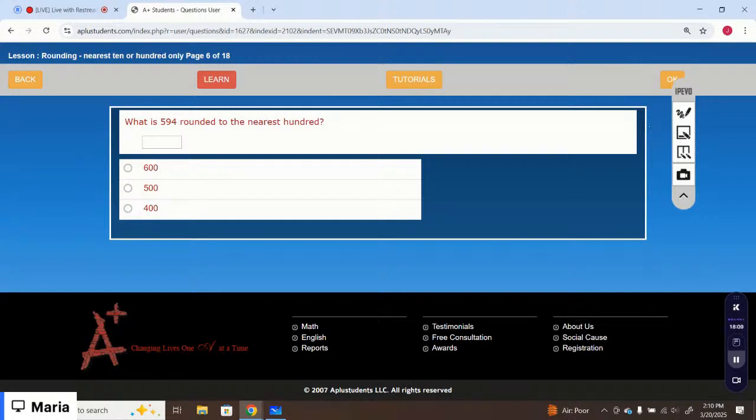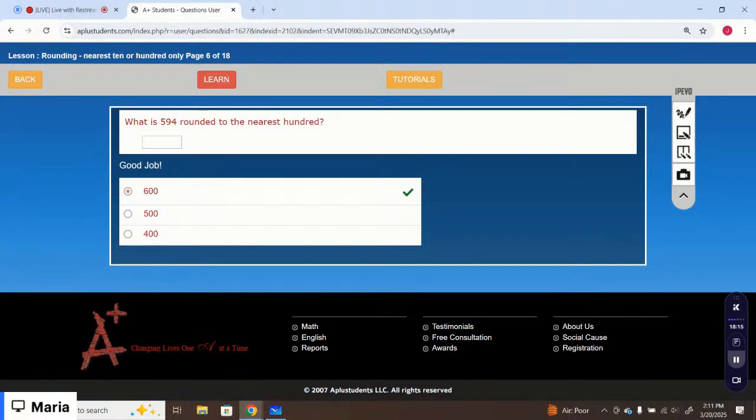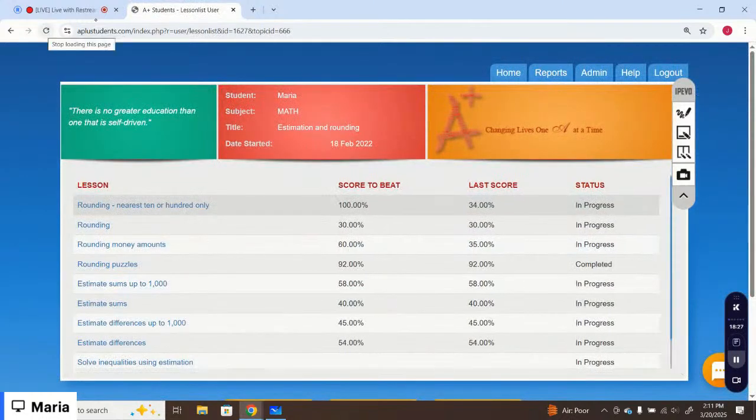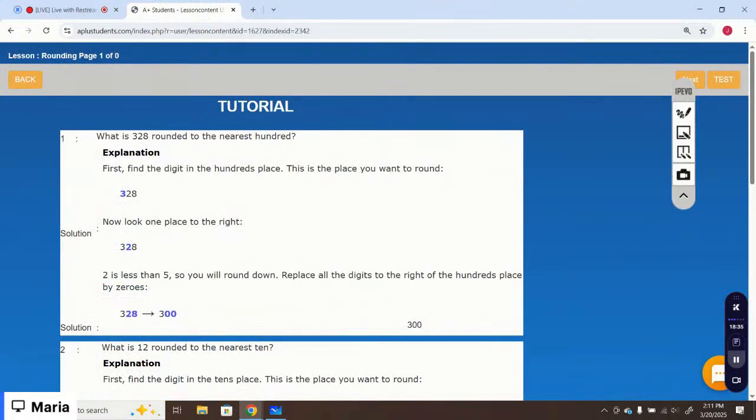So, hope you can complete the lesson by yourself later today. Let me just move on to the next lesson. The next lesson is rounding. Let's just start with the next lesson.